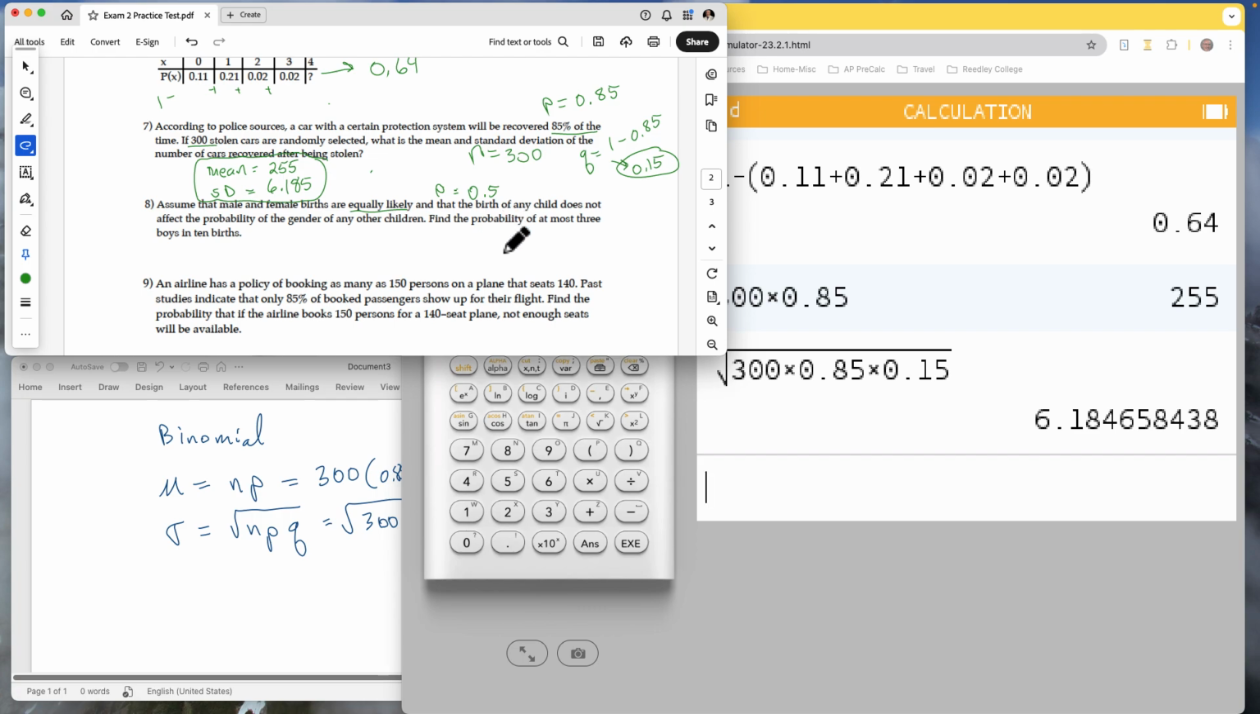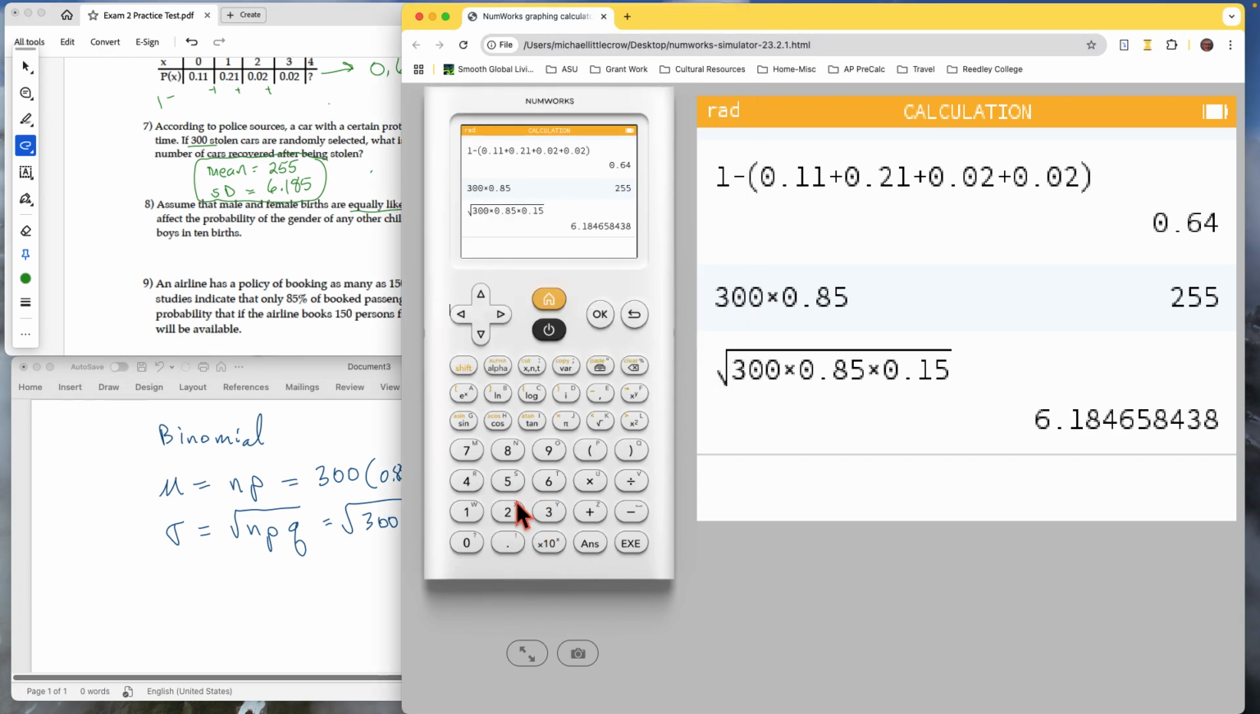Okay, so we can use the probability of at most 3 boys. At most 3 boys. So that means, yes, we could have 3, but we can't have more than 3, right? At most 3. So that means 0, 1, 2, or 3. But not 4, 5, 6, and all the way to 10, right? So not this group. This is what we're looking for the probability of.